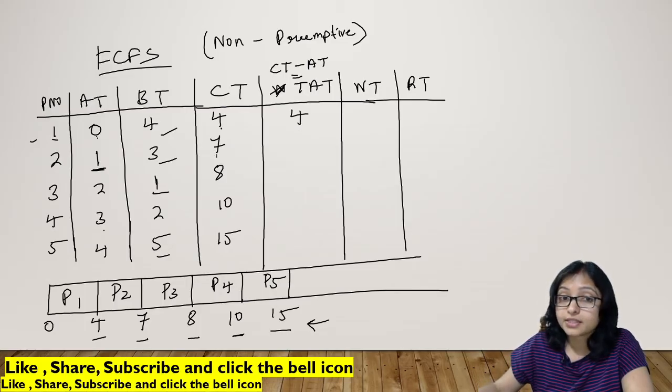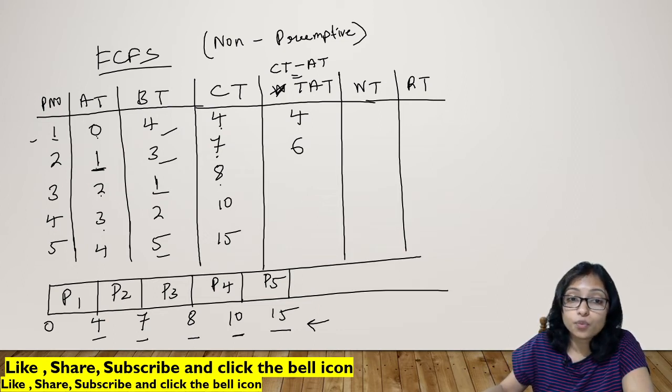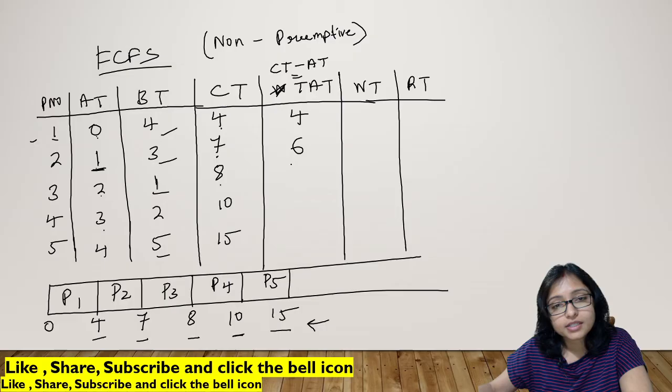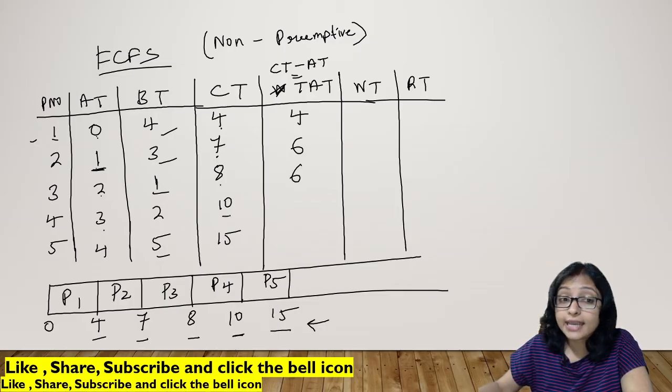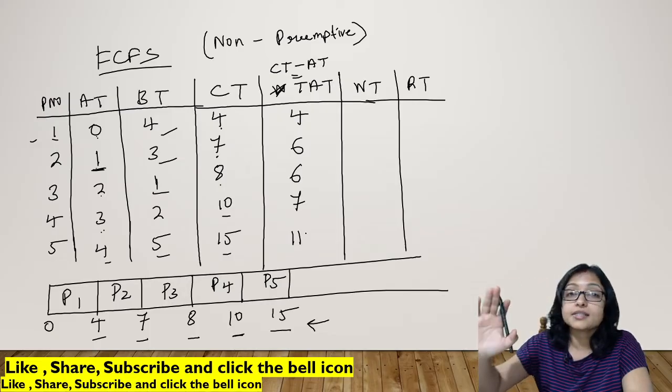Completion time is 7, it is completing at 7, but it came at 1. So here turnaround time is 6. Here completion time is 8, it came at 2, so here also 6. Completion 10, it came at 3, so here it is 7. Here 15 and arrival 4, so it will be 11. That is the turnaround time.